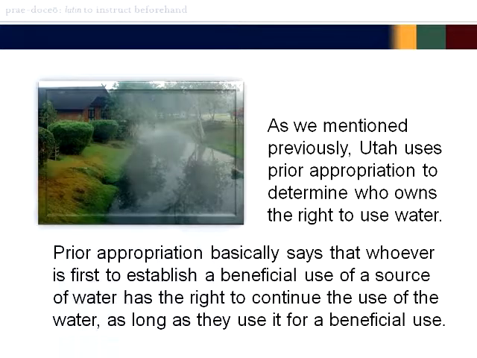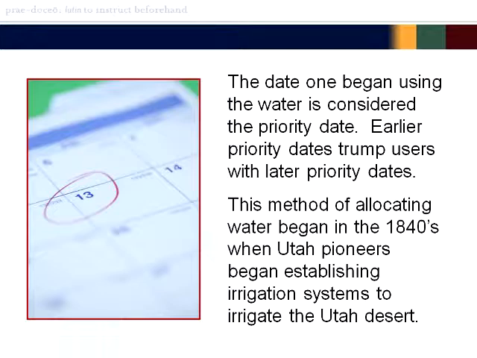As we mentioned previously, Utah uses prior appropriation to determine who owns the right to use water. Prior appropriation basically says that whoever is first to establish a beneficial use of a source of water has a right to continue the use of the water, as long as they use it for a beneficial use. The date one begins using the water is considered the priority date. Earlier priority dates trump users with later priority dates. This method of allocating water began in the 1840s when Utah pioneers began establishing irrigation systems to irrigate the Utah desert.